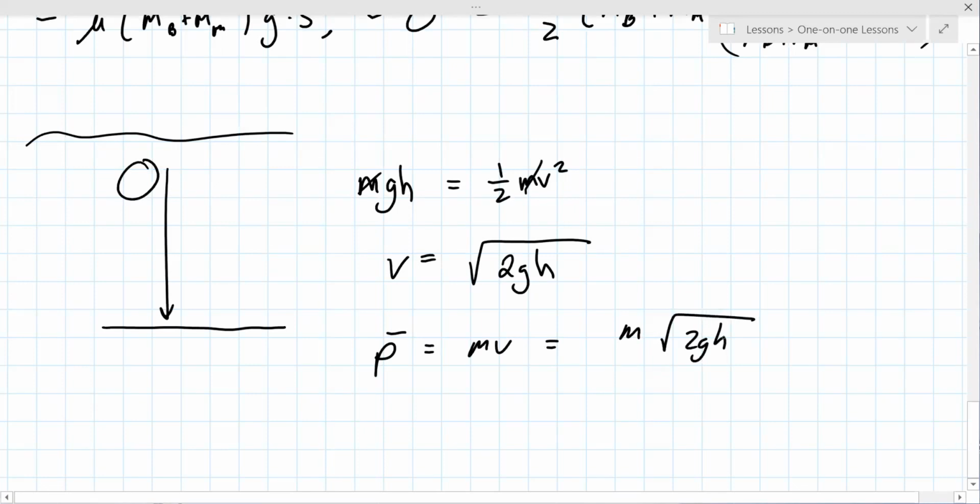So we can get these. The mass of the ball is 50 grams, so it's 50 over 1,000 because it's got to be in kilograms. Square root of 2 times 9.8. The height is 1.5 meters. And the units, they already give you the units, thank goodness: kg times m divided by s. So 50 divided by 1,000 times the square root of 2 times 9.8 times 1.5.